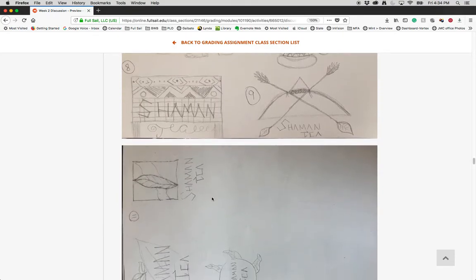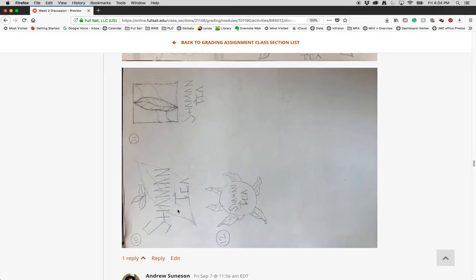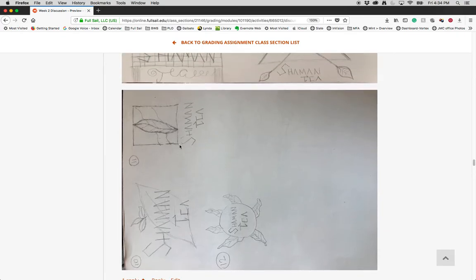Now, okay, there's a couple others here. None of these. Well, this one maybe. It's sort of like a leaf in the landscape.